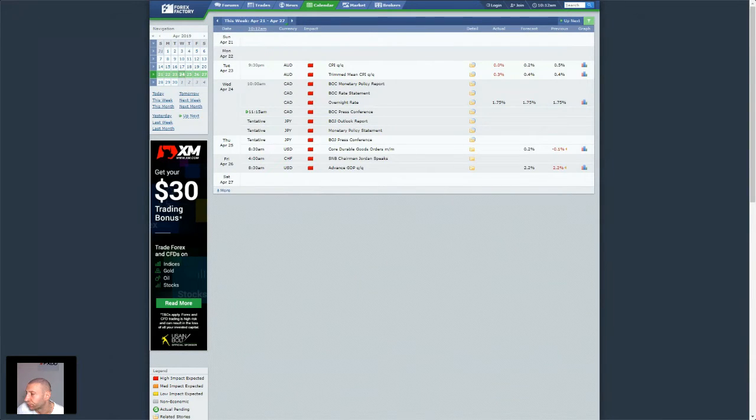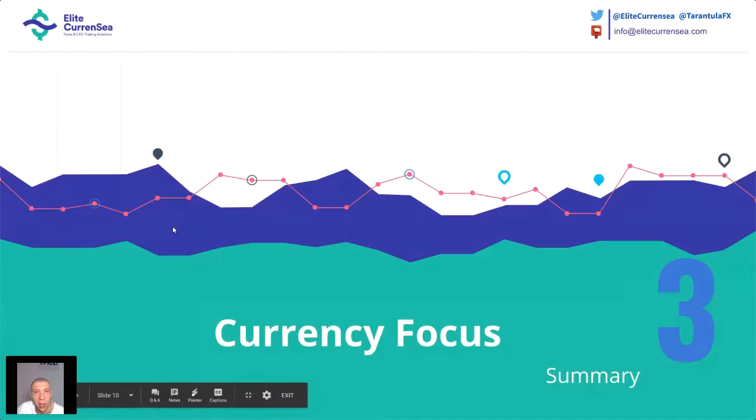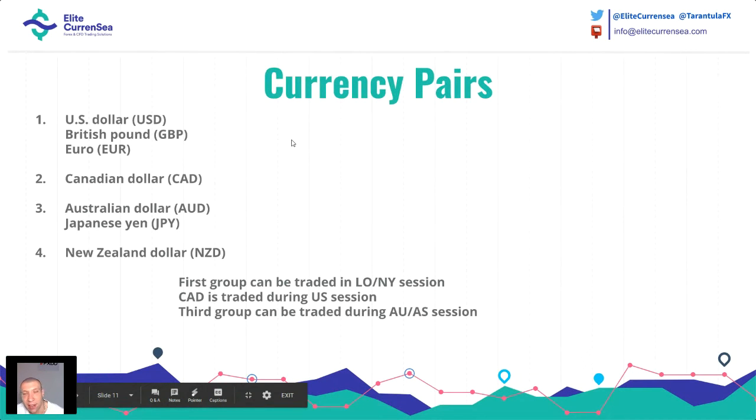Okay, now, currency focus. This is important. The currency pairs that you trade, I put into 4 groups. US dollar, British pound, euro: that is the first group. Then Canadian dollar is separate, in the second group. The third group is Australian dollar and Japanese yen, and the fourth group is New Zealand dollar.